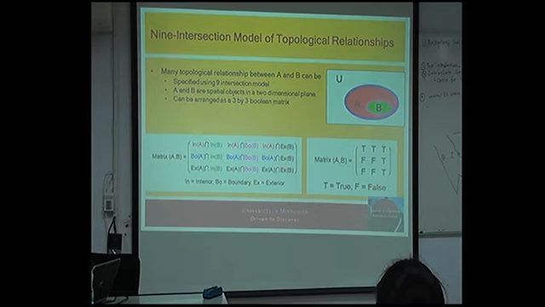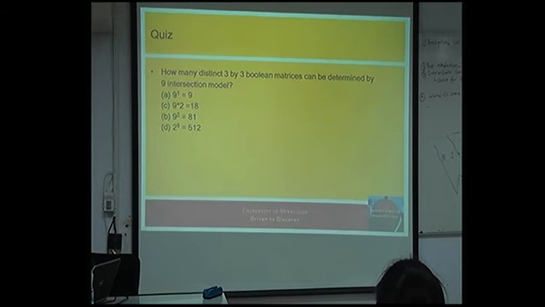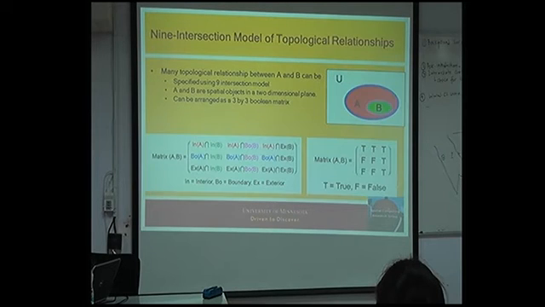If I look at this one, interior of A and exterior of B, this red area can also be part of the exterior of B. So true, right? So you can verify each of these pairs and make a matrix like this. So in Max Egenhofer's original thesis, they had Boolean matrices, and this is the way they represent things. Now you can first ask how many different matrices can be created of this nature.